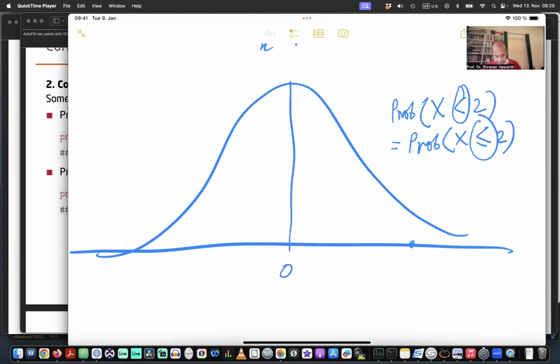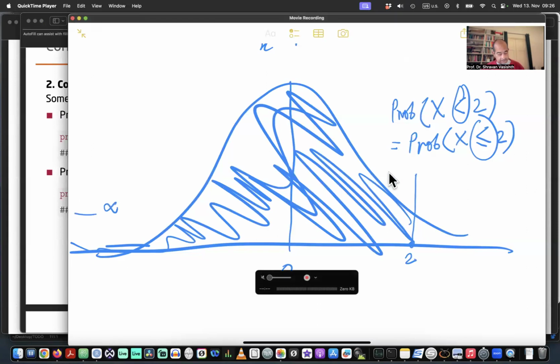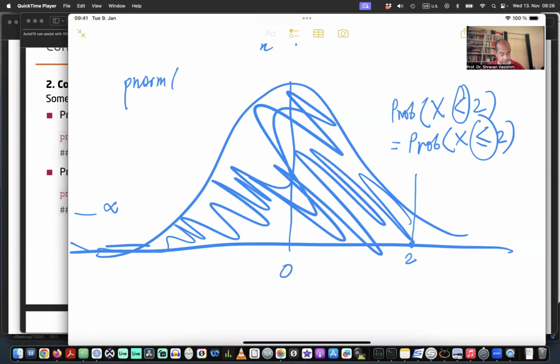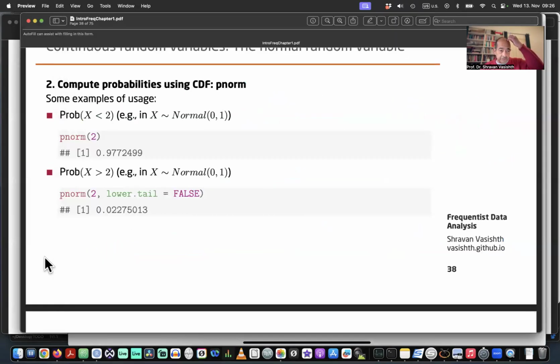So if I ask a question like this, what's the probability of 2 or something less than 2? What I want to compute is the area under the curve from here all the way to negative infinity, right? And that is computed by the pnorm function. If I type 2, it gives me that area under the curve, okay? So that's a very important function that we will need in hypothesis testing and stuff like that.